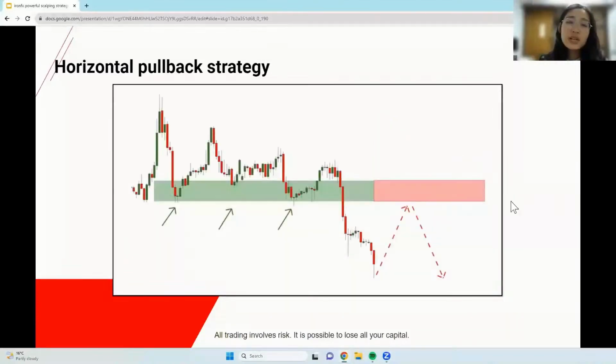If we are looking at a multiple swing low support, it's the same thing: when price breaks past the support level, we're expecting price to retrace back to that same level. In this case, we are calling it a resistance. Let me know in the chat if it's a little bit confusing.